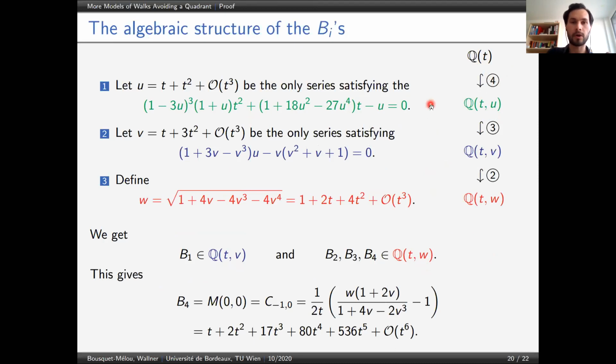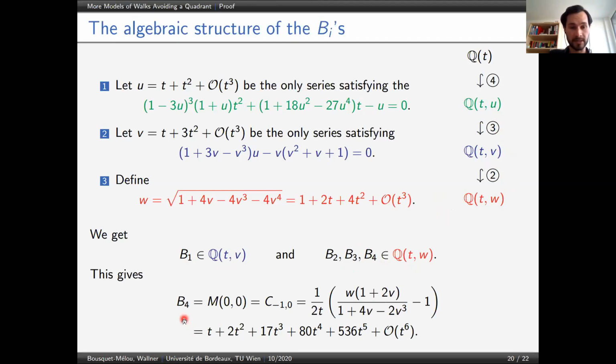And here we spent most of our time finding nice relations and nice primitive elements which we can work with. Then we continued. We get an element V, which is of degree 3 over Q(t,U), and an element W, shown here, which is of degree 2 over Q(t,V). Then we get that B1 is actually in Q(t,V), and B2, B3, and B4 are in Q(t,W). Then with these simple relations, we were able to prove that these Bi, the guessed ones, are actually the correct ones, and solve for a final result.